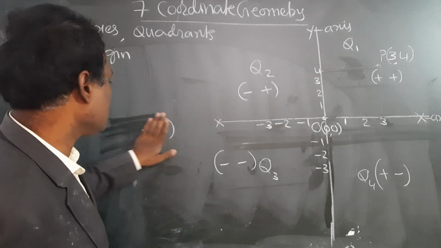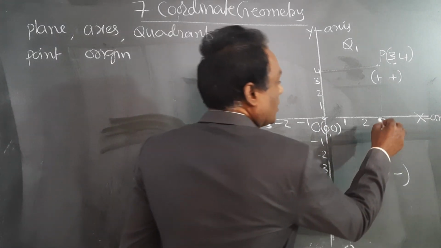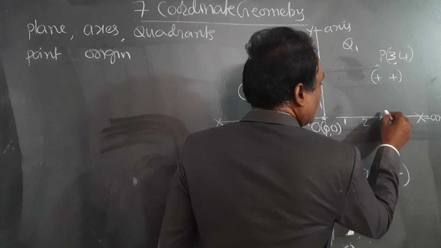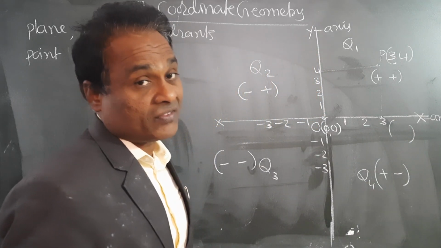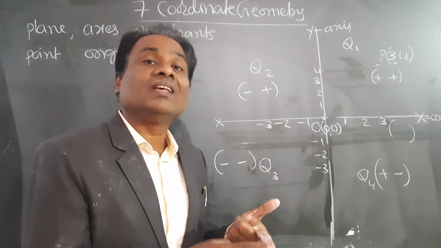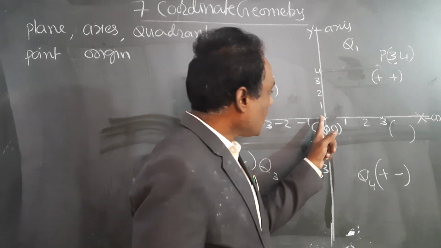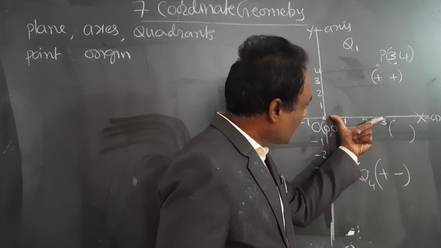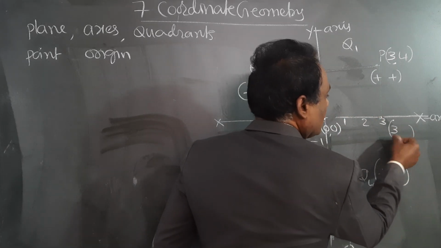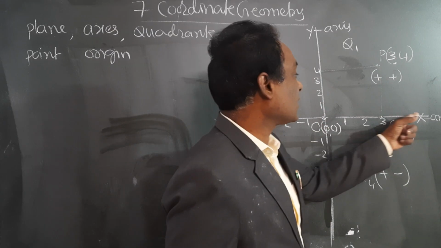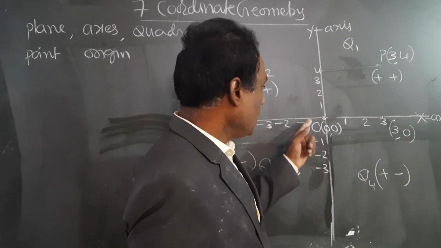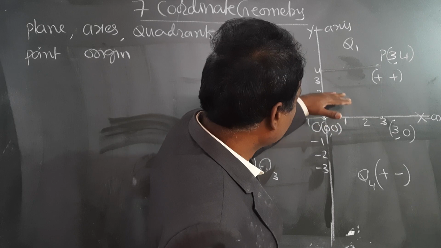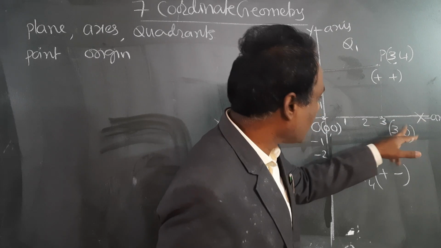Next. See here, what is the point? Suppose this is a point. What are the coordinates of this point? Coordinate means first we write x value, then we write y value. What is the horizontal distance? 3. 3 becomes the x value. And on the x axis y is 0, because the y value is 1 here, 2 here, 3 here, but on this line y value is 0.